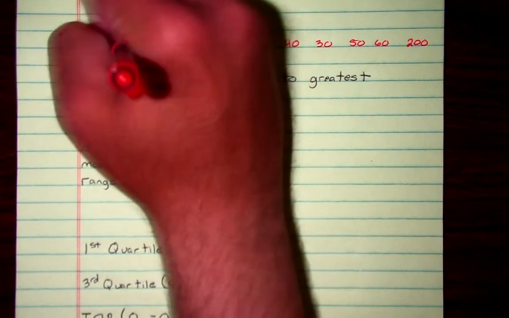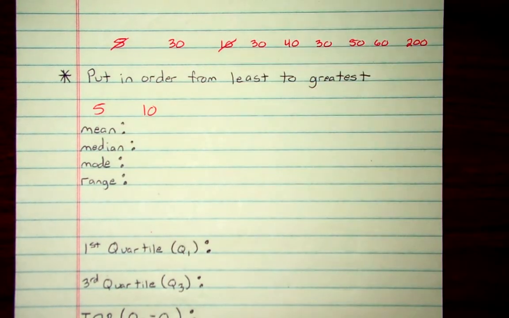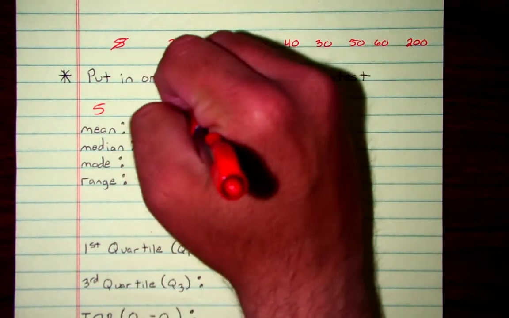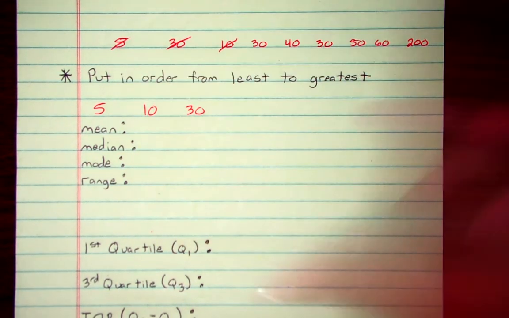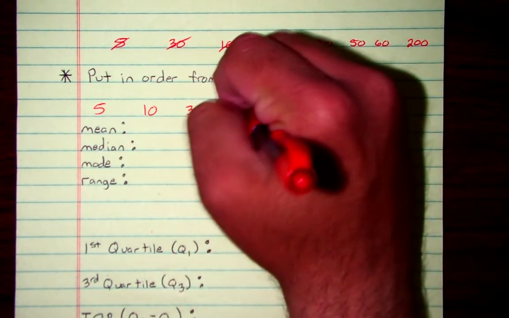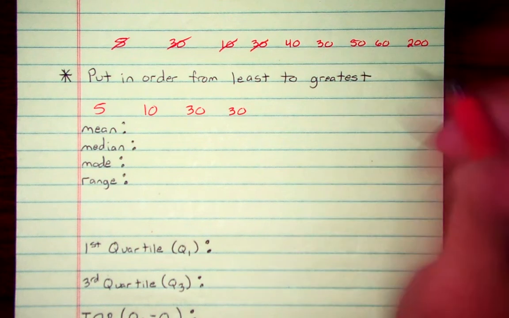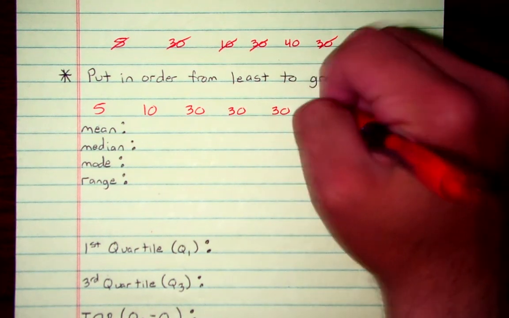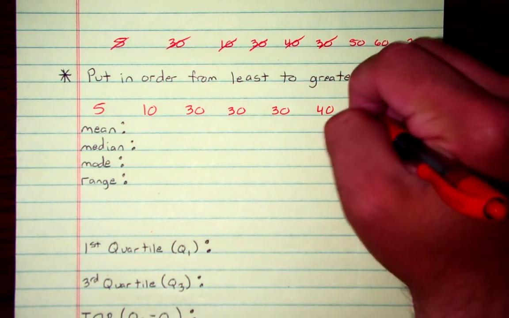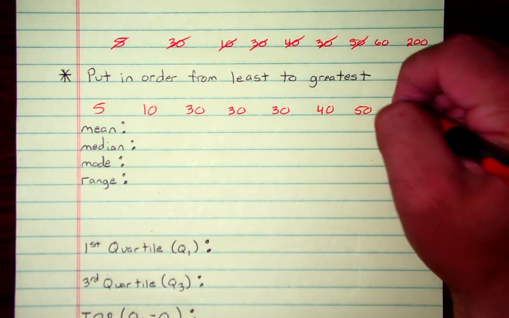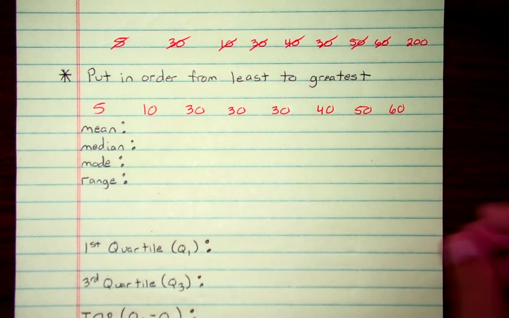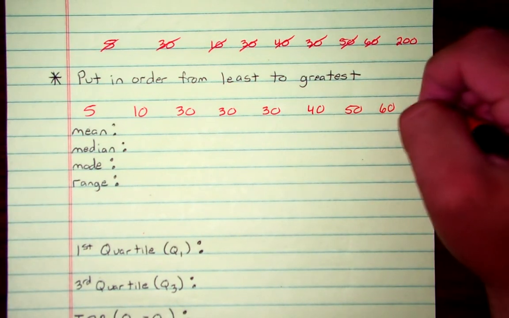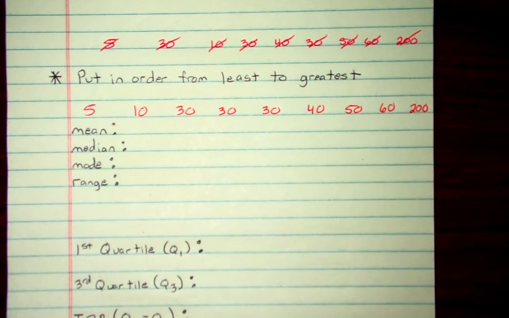Looks like I got a 5. Then I have a 10. Then I have a 30. I have another 30. I have another 30. I have a 40. I have a 50. I have a 60. And then I have a 200. Alright, step 1 done, out of the way.